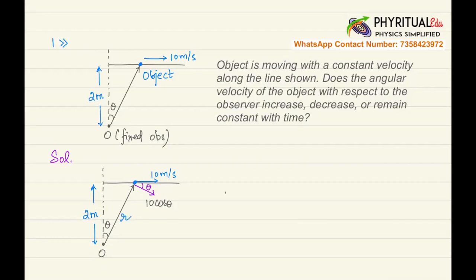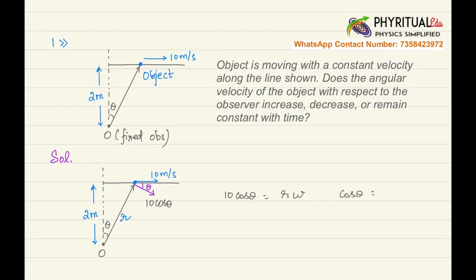I can write 10 cos theta. What is this cos theta? If I assume that r makes an angle theta with the vertical line, theta will keep on increasing. So here the angle becomes 90 minus theta, and this angle is 90, so the other angle would be theta, and I can write the component as 10 cos theta. This is going to be r times omega, but r itself I can write from the right angle triangle which you see. I can consider cos theta.